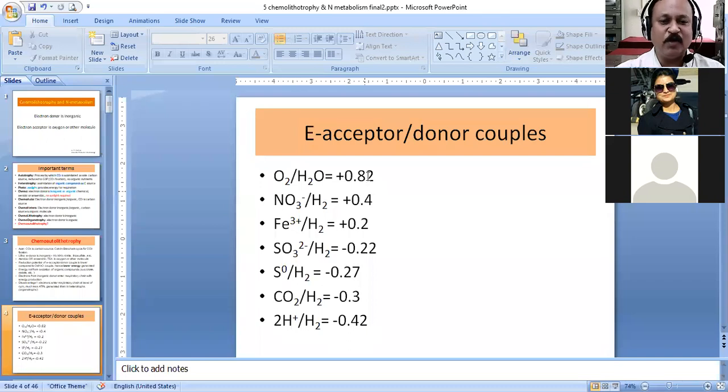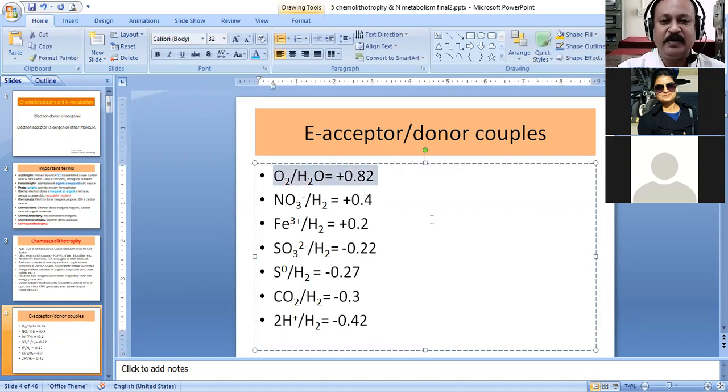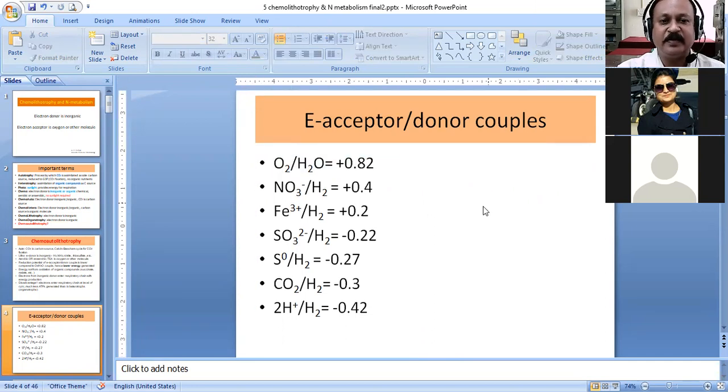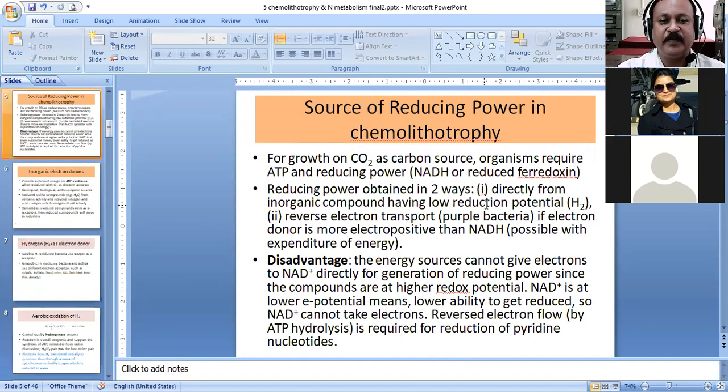So if we go down this particular chain, then the potential is going down, and therefore the amount of energy obtained from these pairs will be lesser and lesser as we go down this chain. Maximum amount of energy will be obtained with this particular pair. Is it right? Yes, sir. Then we come to this point: what is the source of reducing power in chemolithotrophy?